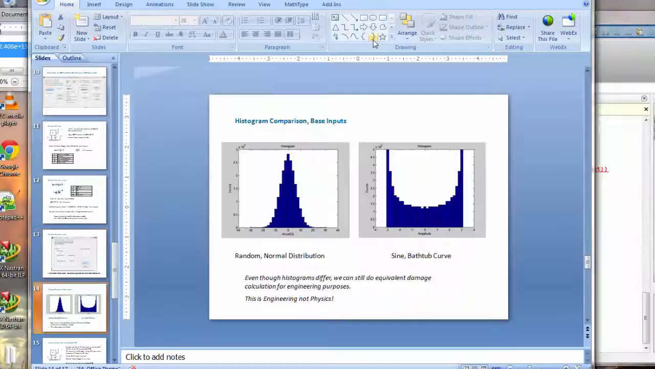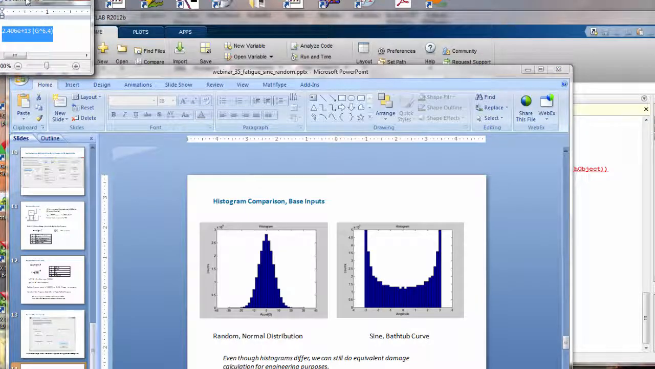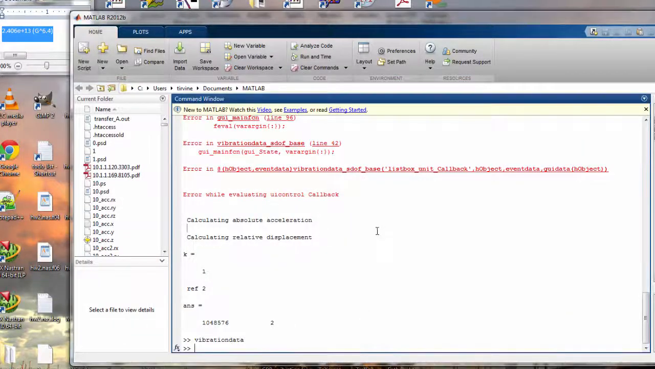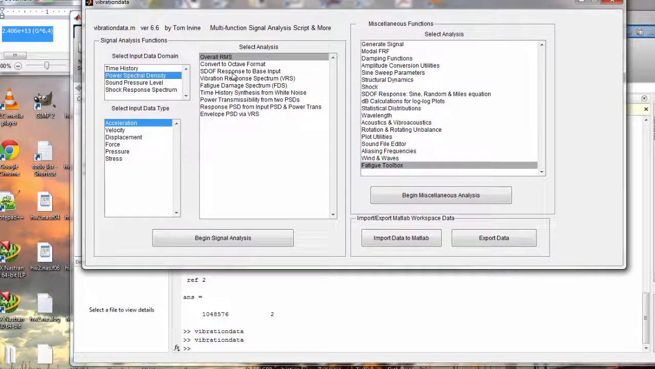Okay, now I do want to show you the random vibration, how we could have gotten the same damage or similar damage in the frequency domain. And let's see, I'm going to put myself on the spot and see if I can do this here. So let's go to power spectral density, SDOF response to base input.